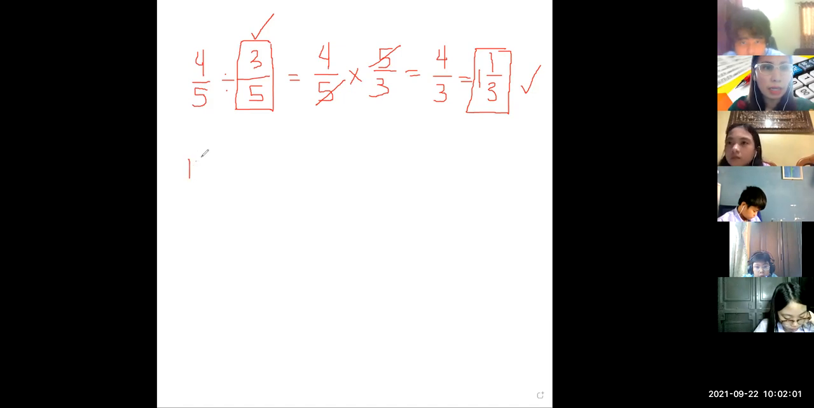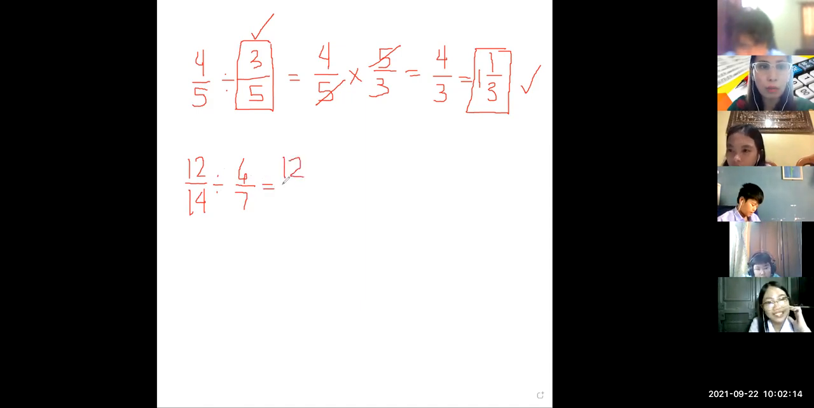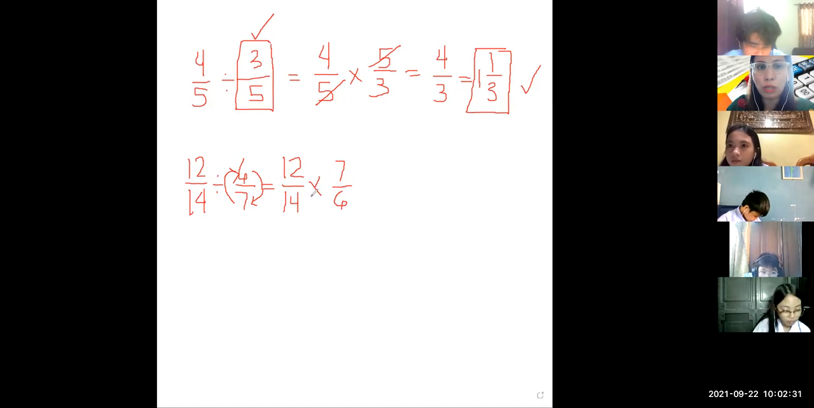Okay. Next, 12/14. Let's divide that by 6/7. Okay, copy nyo muna yung dividend na 12/14. Okay, and then invert natin ito. Numerator becomes the denominator and denominator becomes the numerator. Tapos, proceed to multiplication.